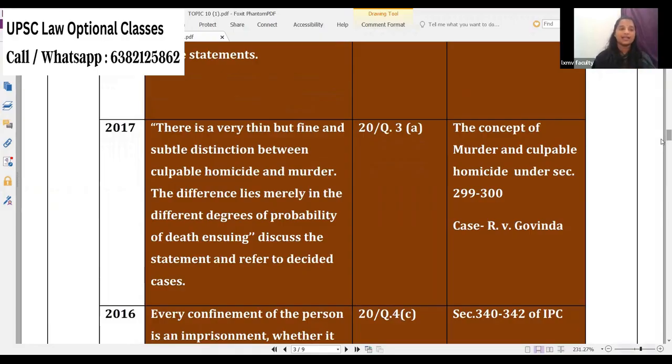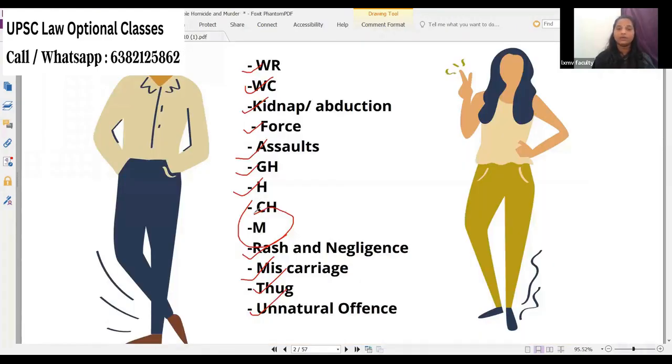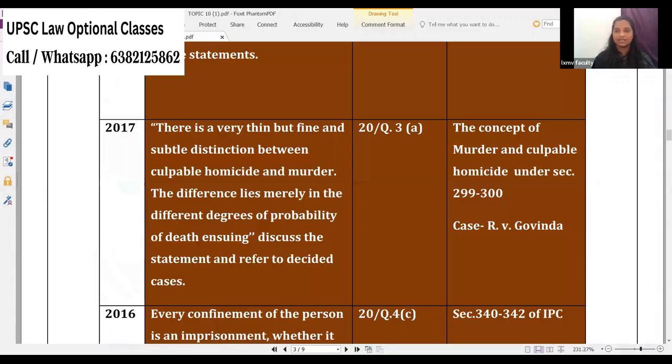But for today's class, we are going to concentrate only on culpable homicide and murder. Why I picked this first is very simple. Just read the questions. Let me point out.